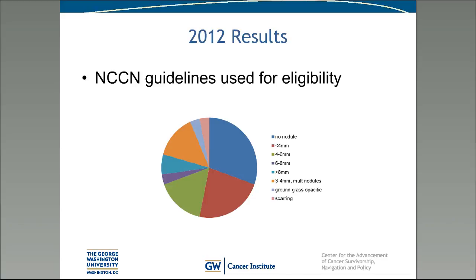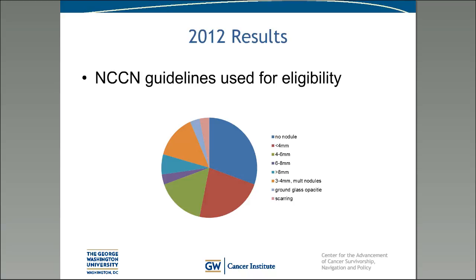Before the NCCN issued their guidelines for low-dose lung CT screening, we used the Fleischner Society's recommendations. And so here is what we had. Of the patients that we screened, 72% of them required additional medical follow-up and/or care. 28% of them had no nodule. But 72% of our patients that we screened needed additional medical follow-up and/or care.